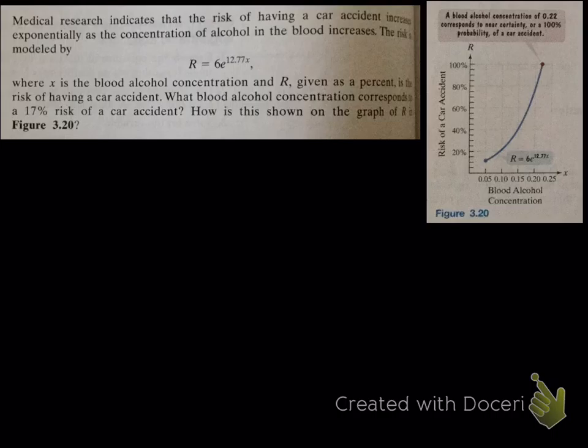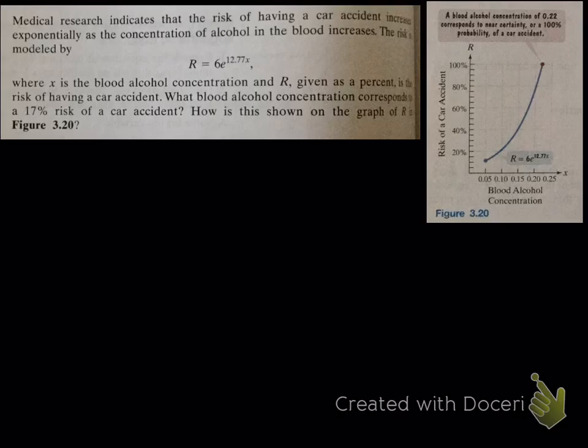For our first example, it says medical research indicates that the risk of having a car accident increases exponentially as the concentration of alcohol in blood increases. The risk is modeled by the following equation, where X is the blood alcohol concentration and R, given as a percent, is the risk of having a car accident. What blood alcohol concentration corresponds to a 17% risk of a car accident? How is this shown on the graph of R in figure 3.20?